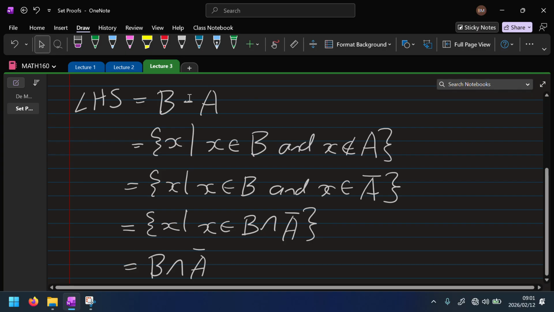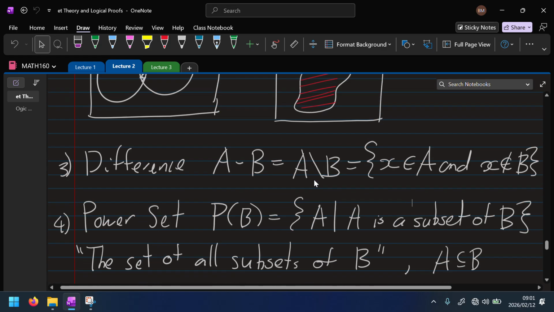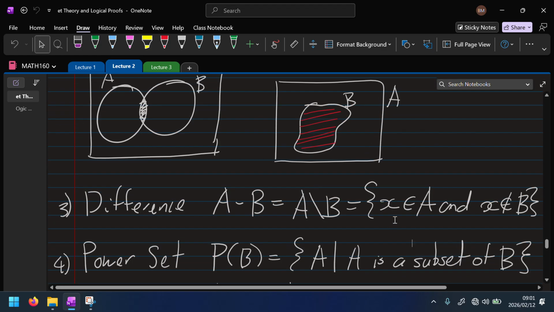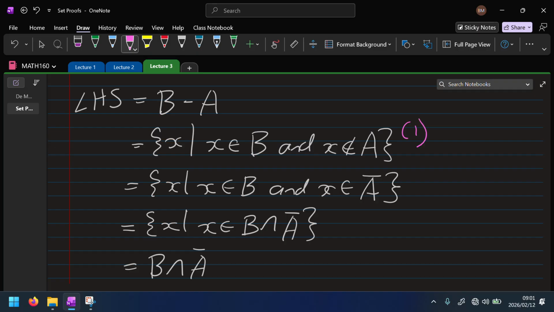From here. Okay, so we've got B minus A. What we used over here is the definition of B minus A. That's from lecture 2 over there. Right? We just used this definition. Okay, is that okay? Okay, so that's the first thing we did. Number 1, we used the definition of B minus A. Then we looked at the second part. X is not an element of A. If X is not an element of A, it must be an element of A complement.